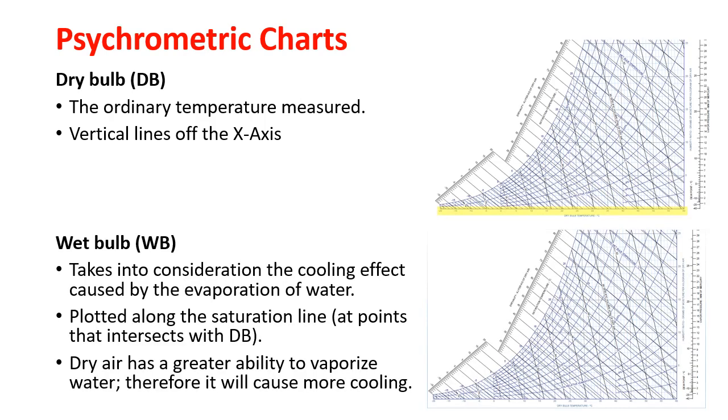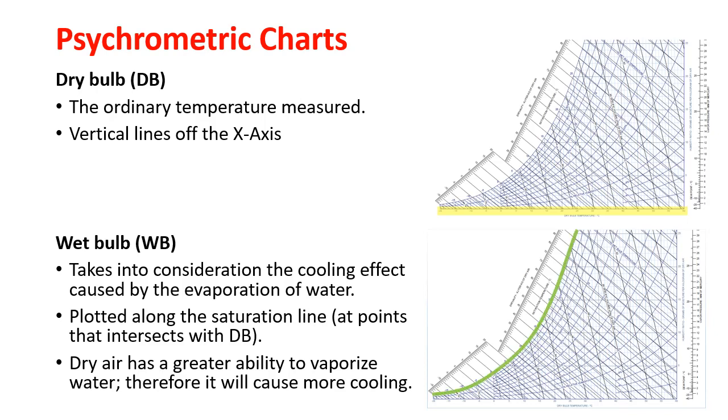Wet bulb, WB. Unlike dry bulb temperature, wet bulb temperature considers the cooling effect resulting from water evaporation. It's plotted along the saturation line, specifically at points where it intersects with the dry bulb temperature. On your chart, the wet bulb temperatures are along the last curve.